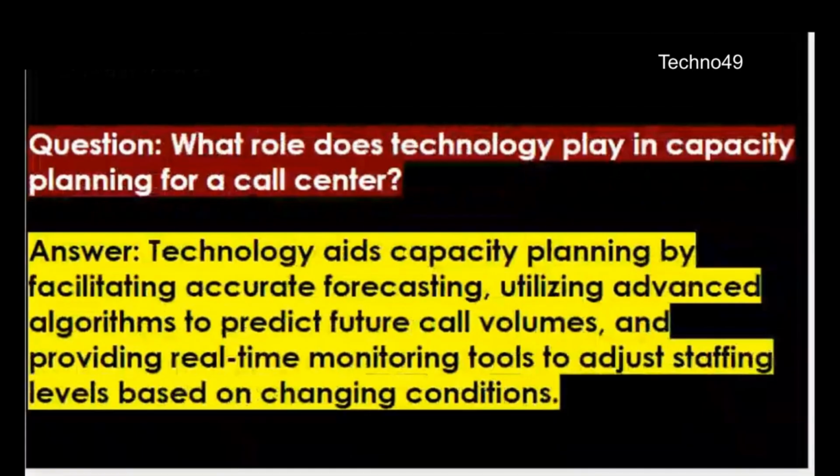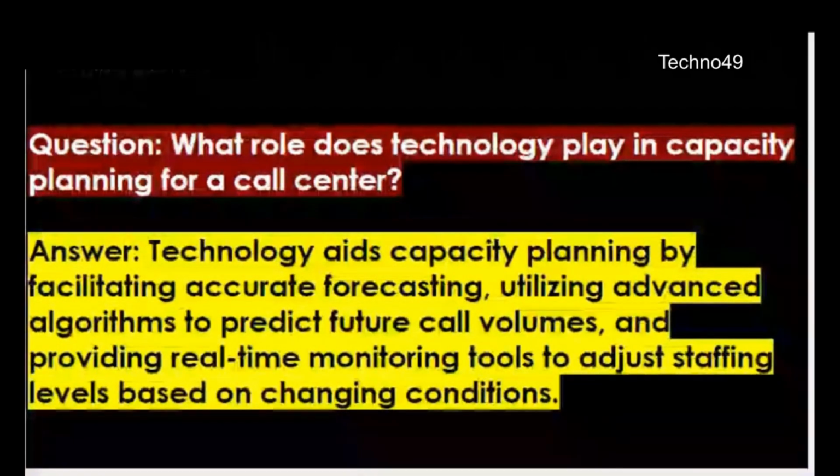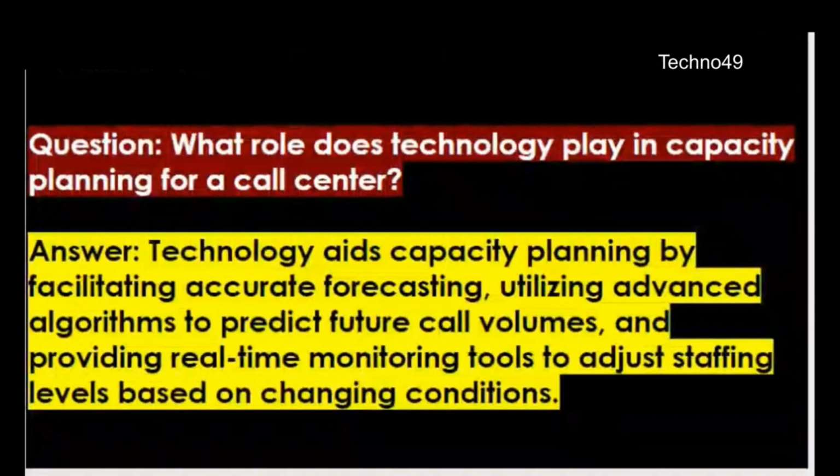Let's go to the next question: what role does technology play in capacity planning for a call center? Your answer could be: technology aids capacity planning by facilitating accurate forecasting, utilizing advanced algorithms to predict future call volumes, and providing real-time monitoring tools to adjust staffing levels based on changing conditions. So here technology refers to the kind of tools or applications being used in a call center.